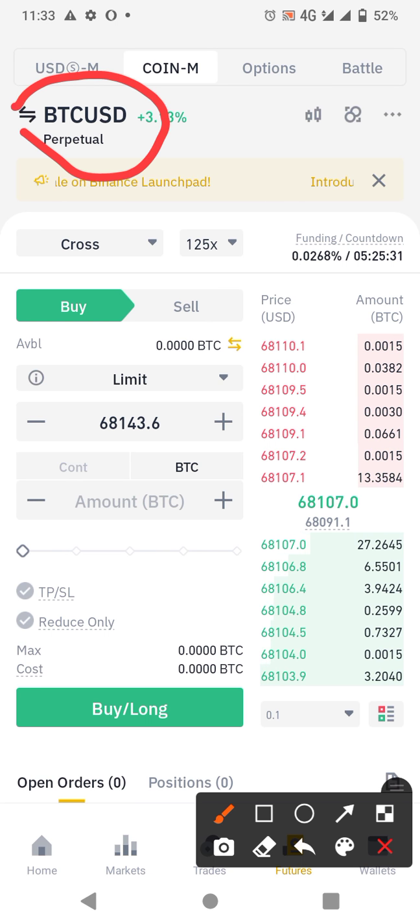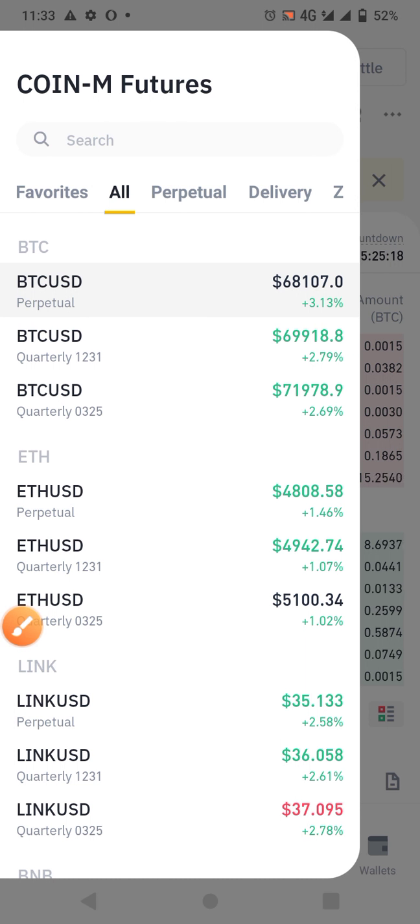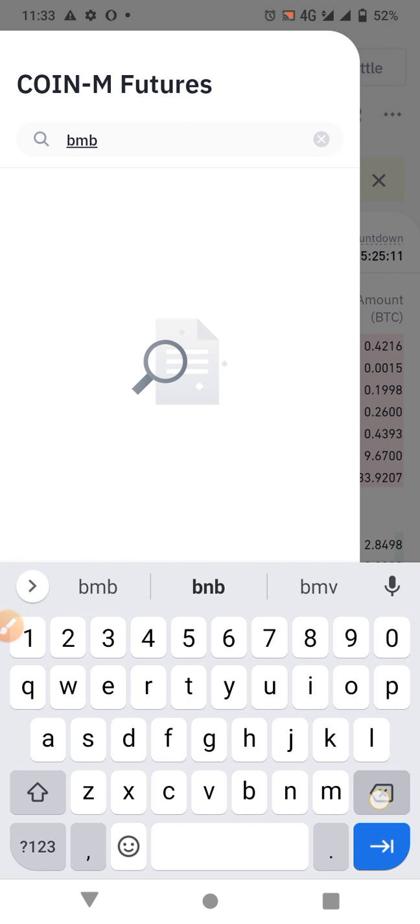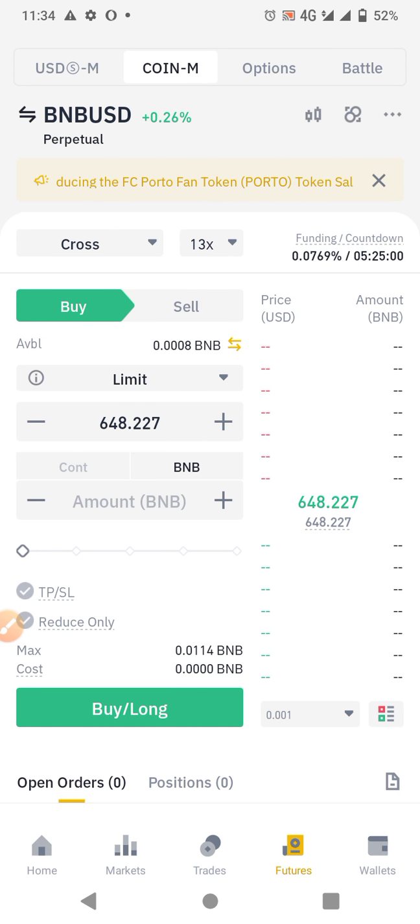This is where I want to make my selection. If I want to pick another pair, probably I don't want to trade BTC because I don't even have BTC in my wallet. I have BNB, so I want to change it. I'll just click on that place. You can see it has brought out every pair that is under coin-M futures. So I'll just search for BNBUSD. I'll pick the perpetual. Futures trading is another name for perpetual trading.